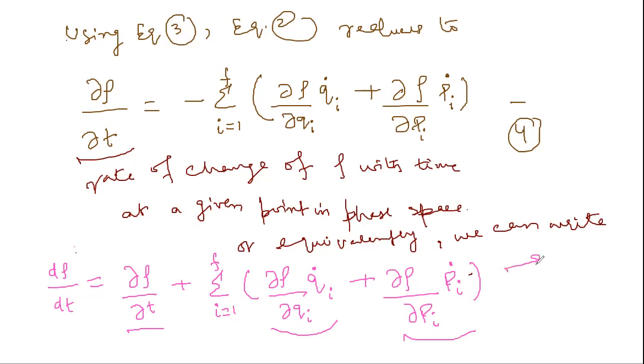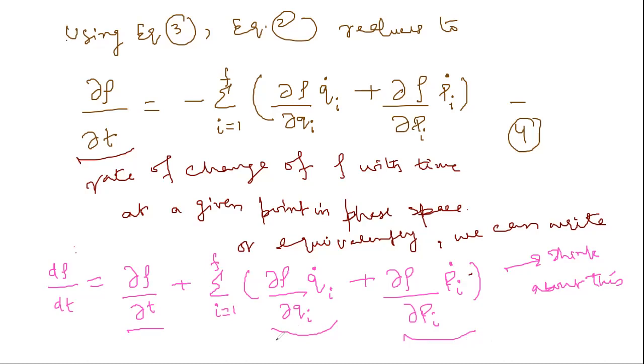I will give an assignment. Think about this. So I am saying rho is function of all q's and p's and time. First term, which is the partial of rho with respect to time, gives its rate of change with time if point is fixed. Because if point is fixed, this second term is zero. Point fixed means Qi dot is zero, pi dot is zero, both terms will vanish.